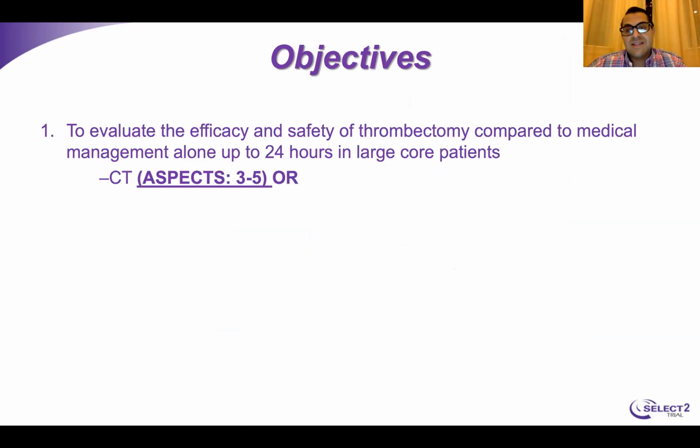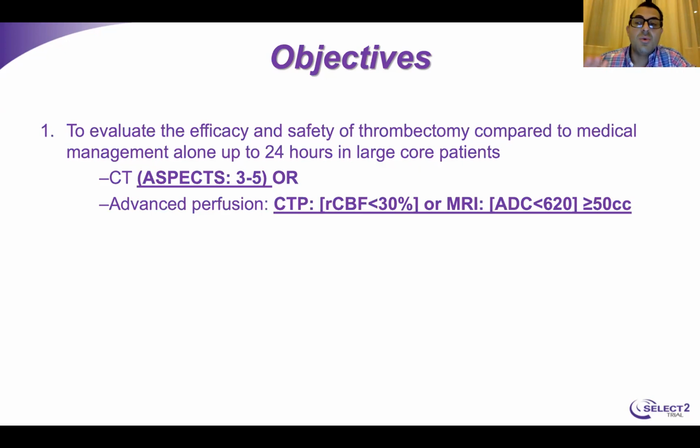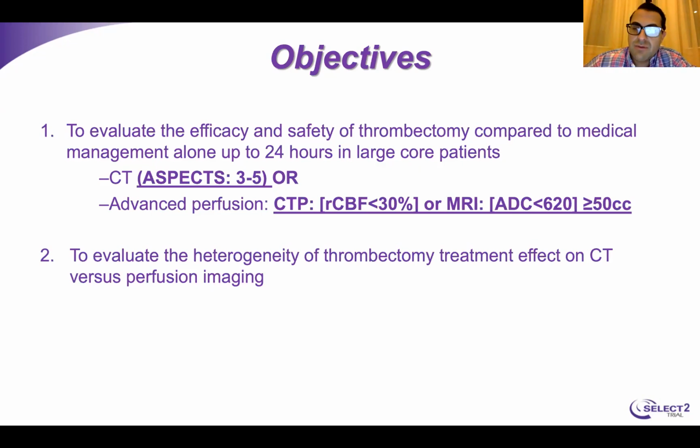I know In Extremis and Tesla are 2 other studies going on currently in Europe and the United States. They have different definitions. I don't believe in those definitions. So I'm going to tell you based on what we see, we're using CT ASPECTS 3 to 5. I really don't think you're going to get any benefit from treating an ASPECTS of 1. So let's just say that. Now, for those patients where you want to use CT perfusion or MR perfusion, if you have that luxury, we're looking for greater than 50 cc's to evaluate the heterogeneity of thrombectomy treatment effect on CT versus perfusion imaging.